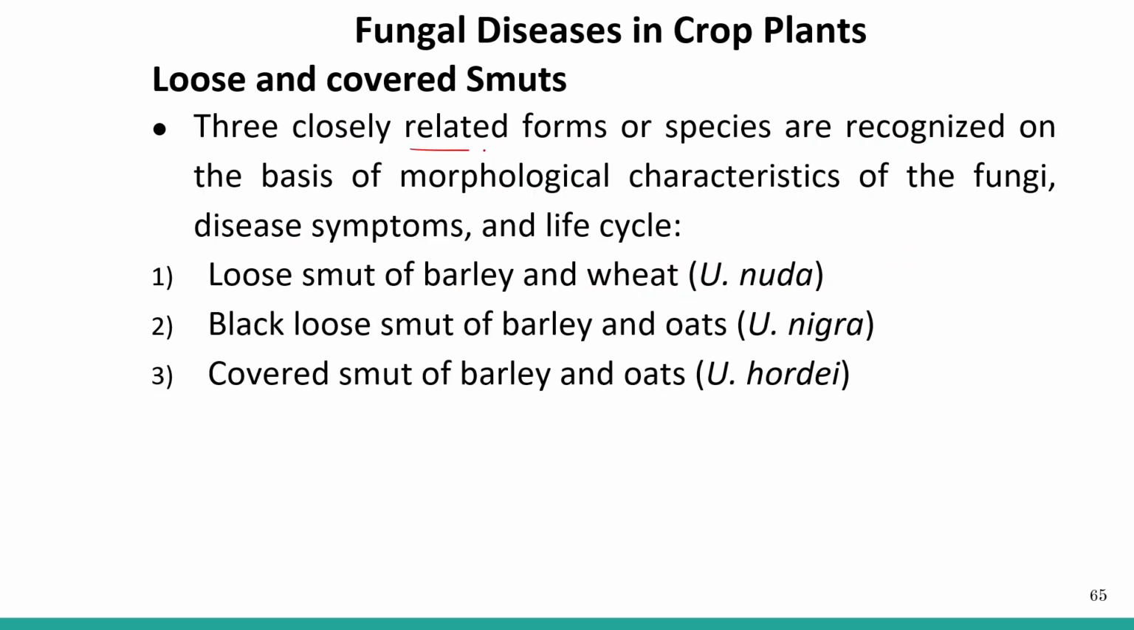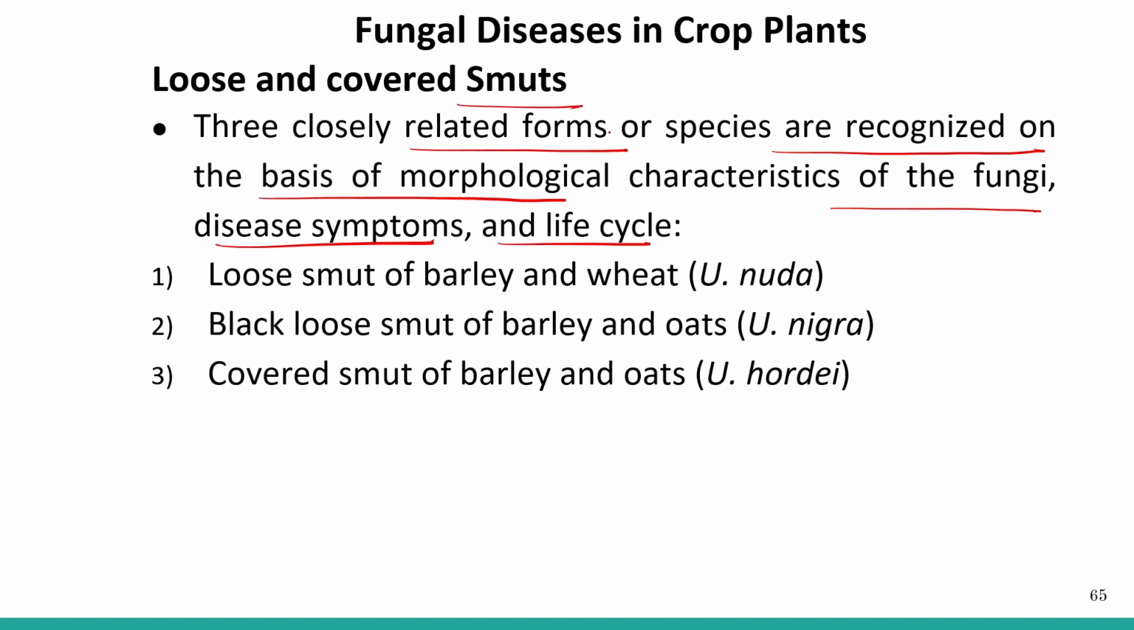They are closely related forms, and the species are recognized on the basis of the morphological characteristics of the fungi, disease symptoms, and life cycle. So we have different forms of smuts because of the related species, related forms that are recognized on the basis of the morphological characteristics of the fungi. What are the morphological characteristics of the fungi, their symptoms and the life cycle? On the basis of that, loose and covered smut has been divided.